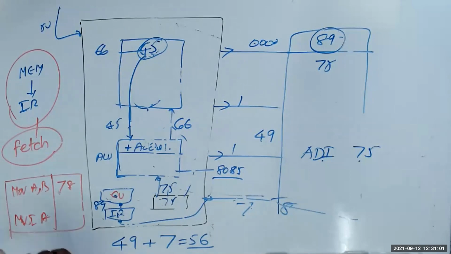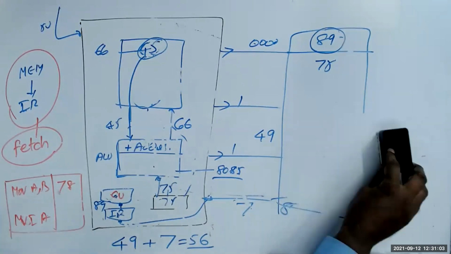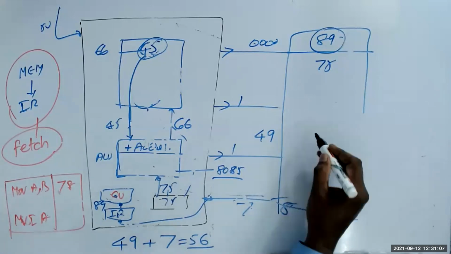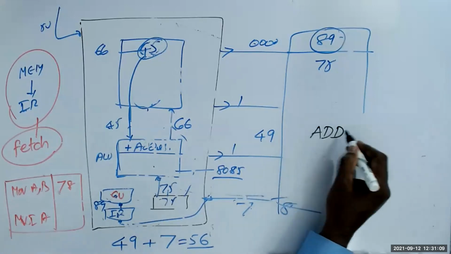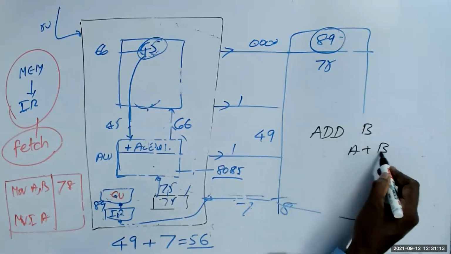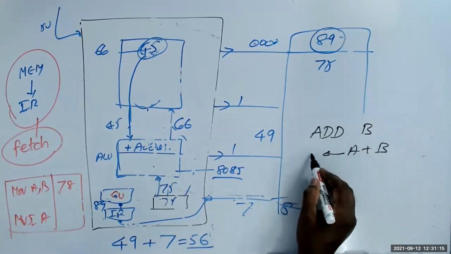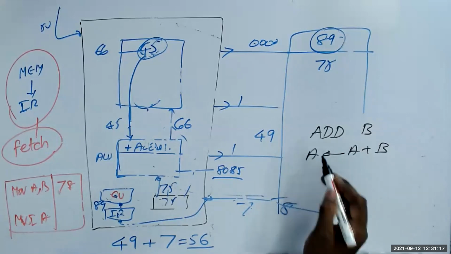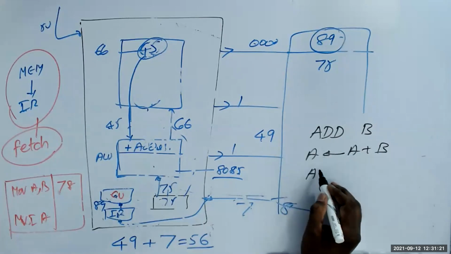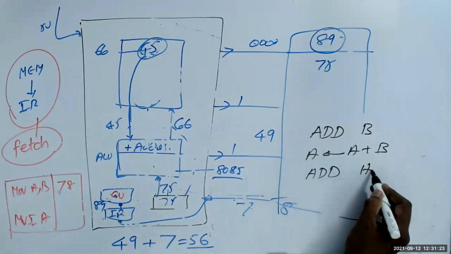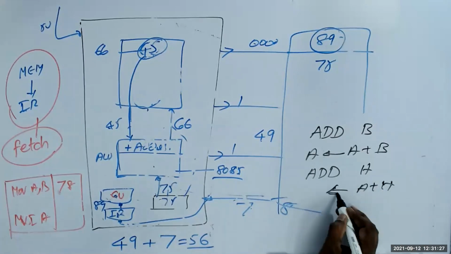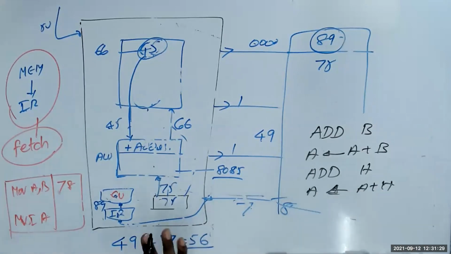Please understand, there is a trick here. When I say add B, then it is A plus B into A. Put the result in A. If I say add H, I say A plus H and put the result in A, not H.